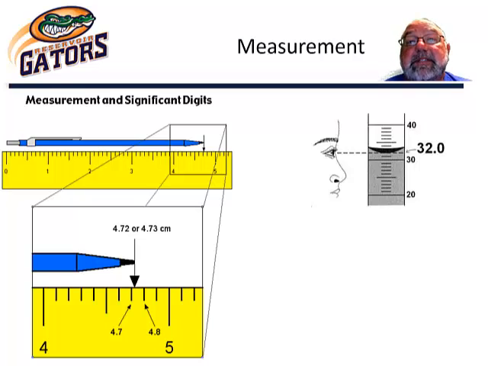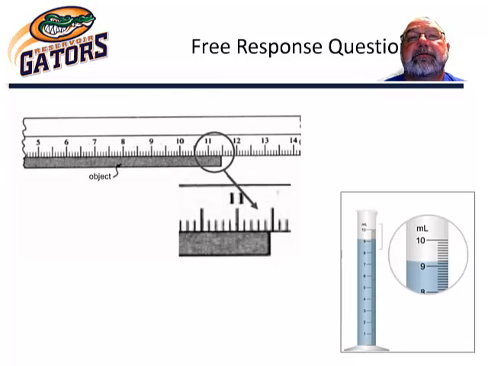Now let's say that meniscus was up just a little bit, then maybe we would have written our measurement down as 32.1 or 32.3 milliliters. We have to have that final digit in there, that estimate digit. Only one estimate digit, but we have to have it. Now here's a free response question for you. For each of these items, please write down the measurement that you would record on your data sheet.